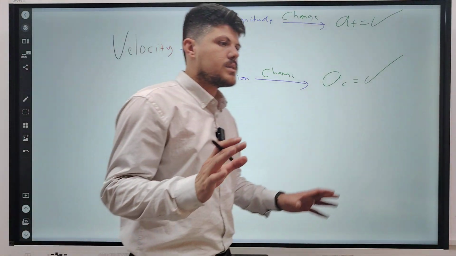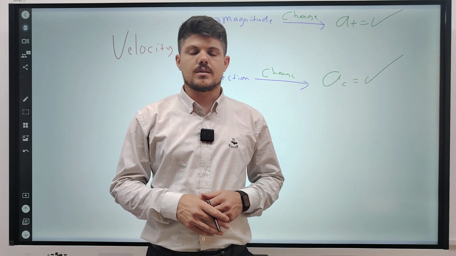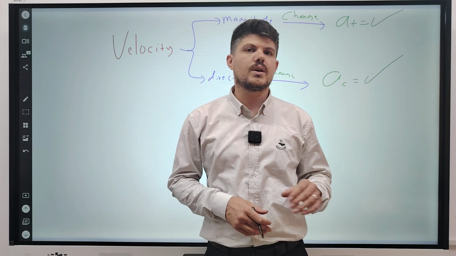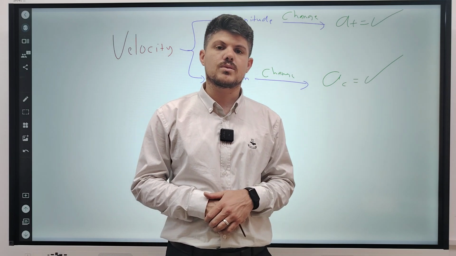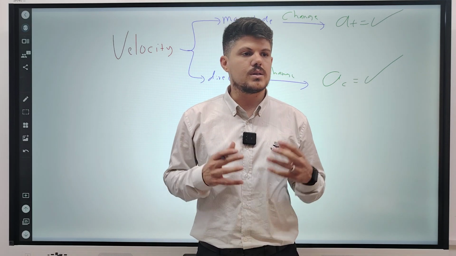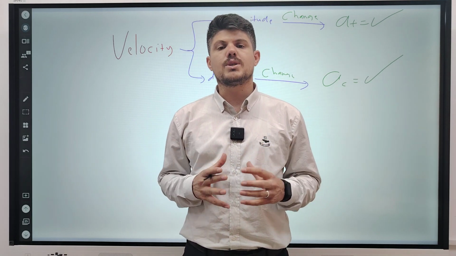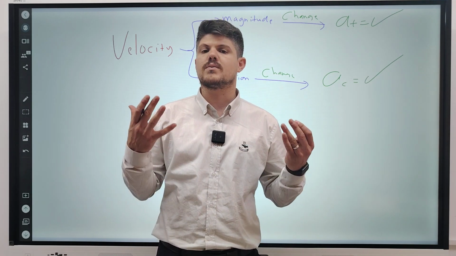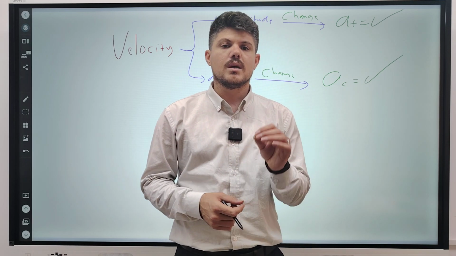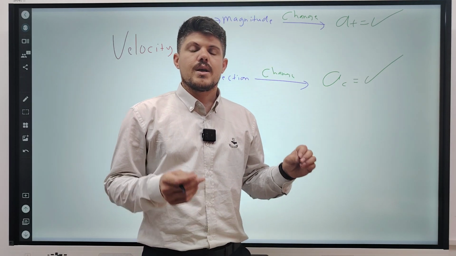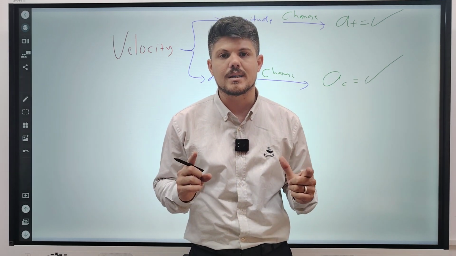Okay, so let me ask you a very good question. Be careful. What is wrong with this statement? The object is moving at constant velocity in a circular path. Is this statement true? Absolutely no. This statement is wrong. Why? Because it is impossible for an object moving in a circular path to have constant velocity. Okay, so what is wrong with this statement? The wrong part is when you say constant velocity. The object's velocity can never be constant in a circular path.